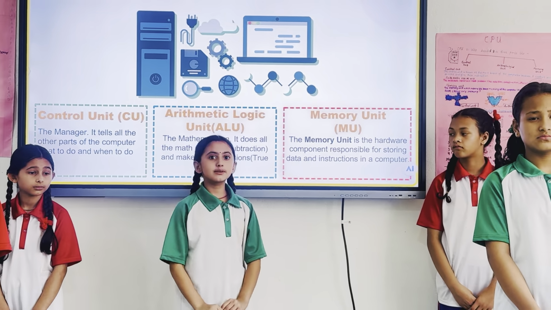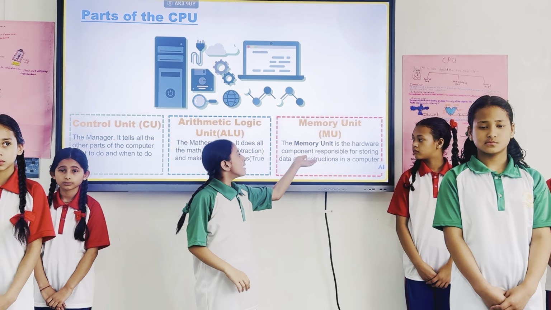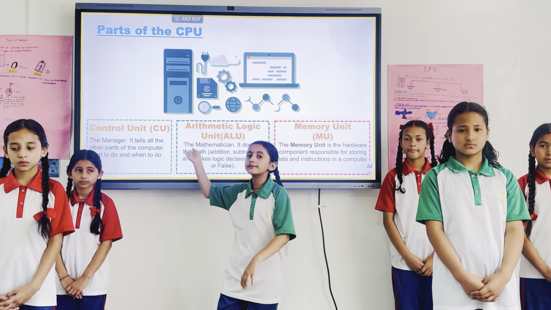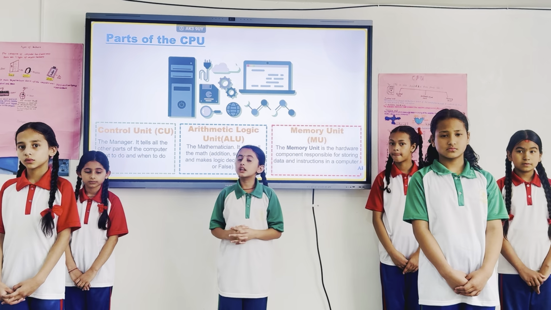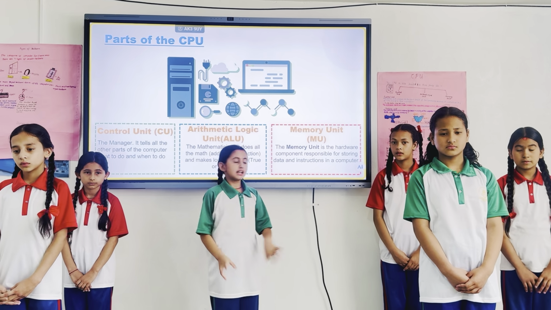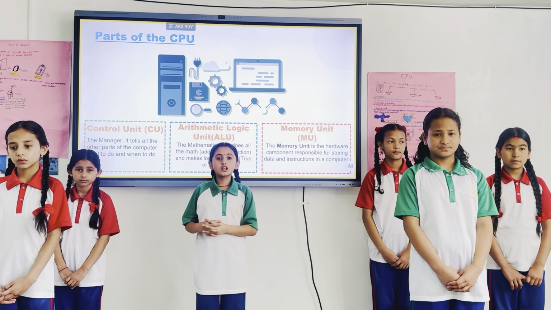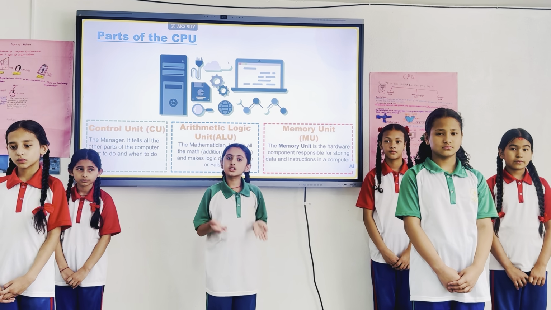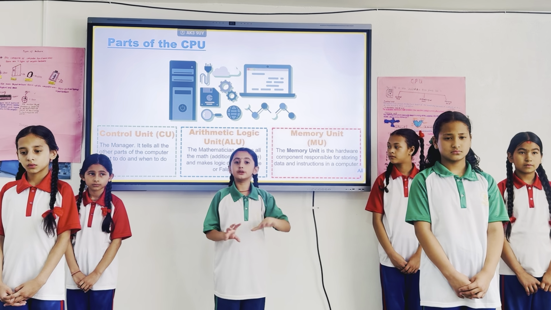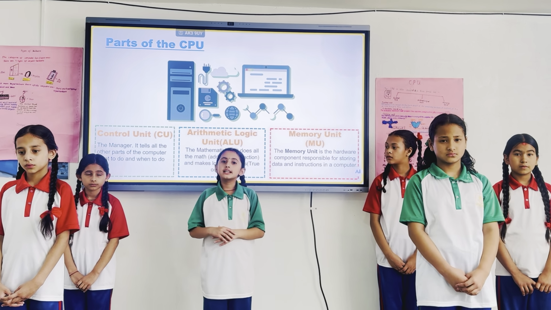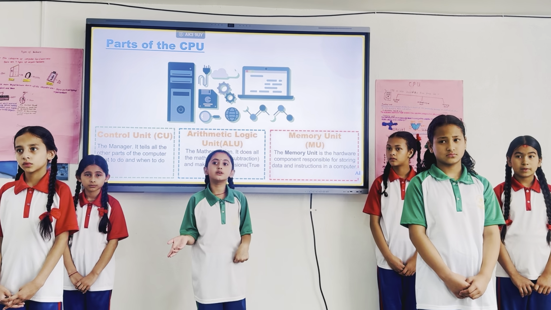The CPU is also divided into 3 parts: control unit, arithmetic logic unit, and memory unit. The control unit is known as the main brain of the computer because it controls all the devices and gives them instructions. The arithmetic logic unit is used to solve all the math problems like addition, subtraction, multiplication, and division. And the next one is memory unit, which keeps the memory of the computer like RAM, random access memory, and ROM, read-only memory.